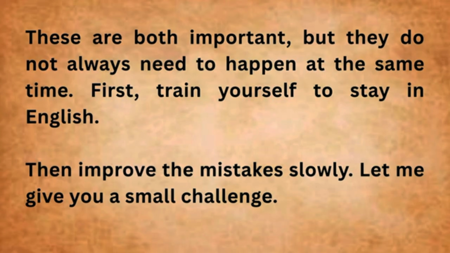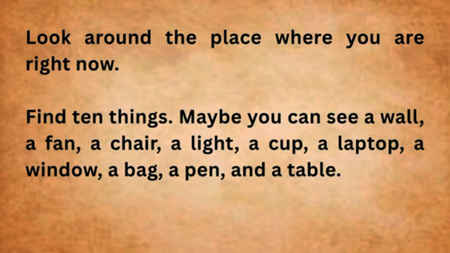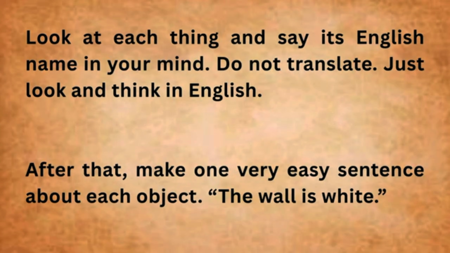Let me give you a small challenge. Look around the place where you are right now. Find 10 things. Maybe you can see a wall, a fan, a chair, a light, a cup, a laptop, a window, a bag, a pen, and a table. Look at each thing and say its English name in your mind. Do not translate. Just look and think in English.